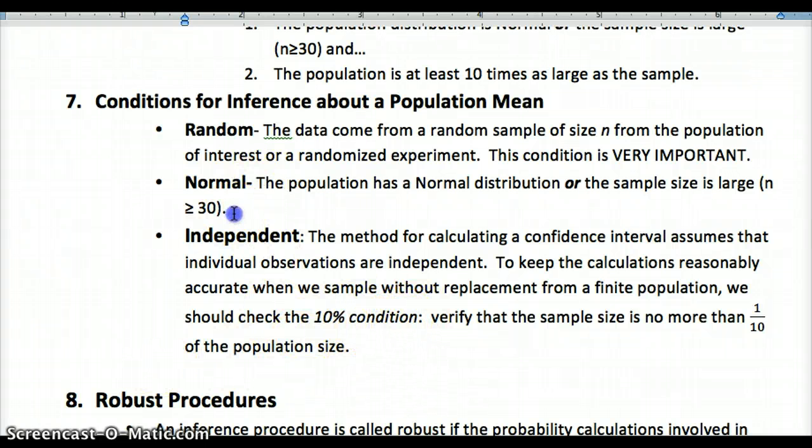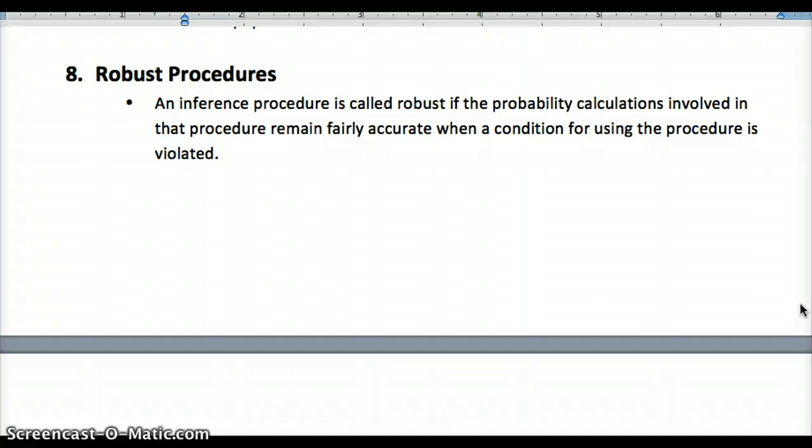So what do we do if our sample size is not 30, but let's say it's 20? That's what we call a robust procedure. That's what we need our procedures to be robust. So a procedure is robust if it holds up and stays accurate when a condition for using the procedure is violated. So when a condition like the normal condition is violated, like let's say we had a sample size of 20 as mentioned before, but our conditions may still be able to hold up, we call that a robust procedure.